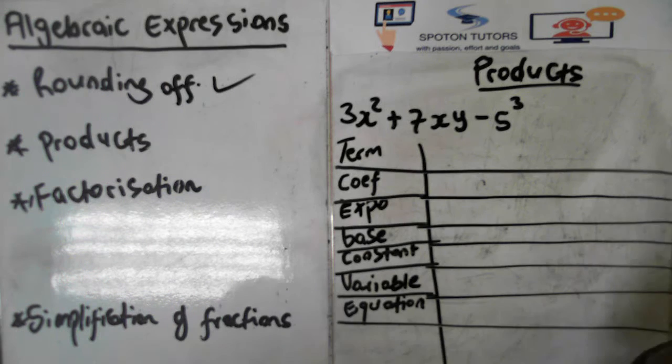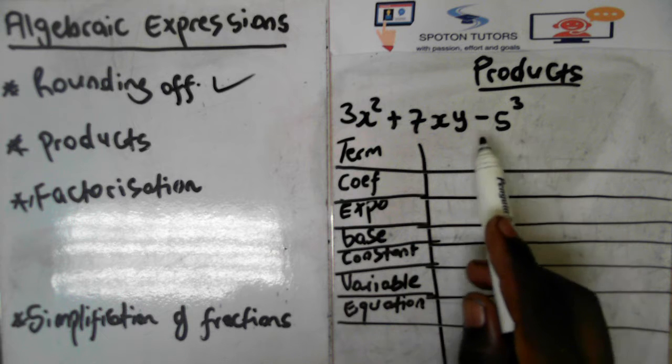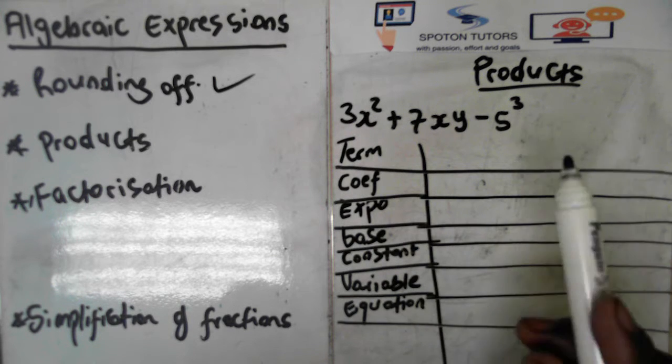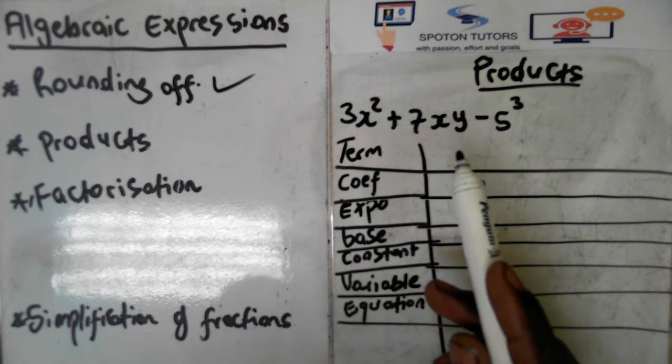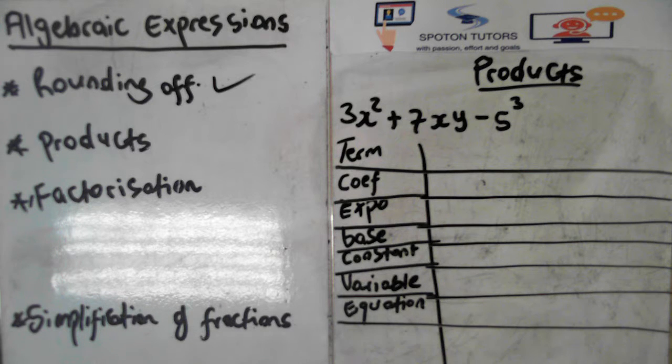The first thing we're going to do is to find out how many terms there are in this expression. We all agree that this is an expression, so how many terms are there in it? You count the terms by looking at the separating signs. You will either look at a plus or a minus sign.